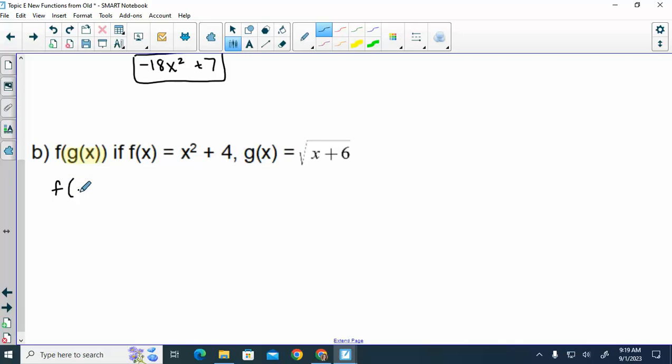g of x is the square root of x plus 6. We're putting that into f, so that means in function f, every time we see an x, we replace it with the square root of x plus 6. So what happens? We get x plus 10.